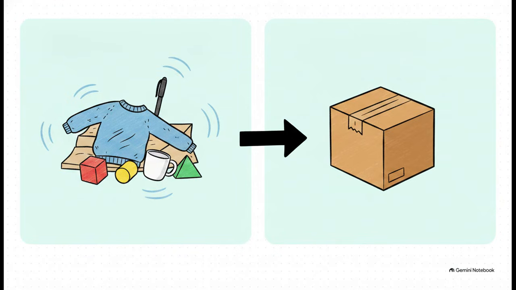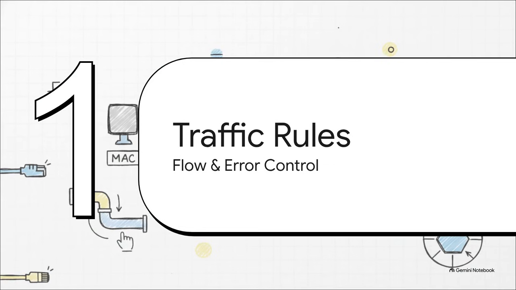Think about loose ones and zeros like a messy, jumbled pile of random items you want to ship. I mean, you wouldn't just toss a bunch of loose sweaters, pens, and coffee mugs onto the back of a delivery truck, right? That would be crazy. Instead, the data link layer neatly packages these bits into structured boxes called frames. It's exactly like a courier boxing up items, sealing them up tight, and slapping a label on before delivery. Framing techniques, like byte stuffing or bit stuffing, make sure the receiving computer knows exactly where a distinct message starts and ends.